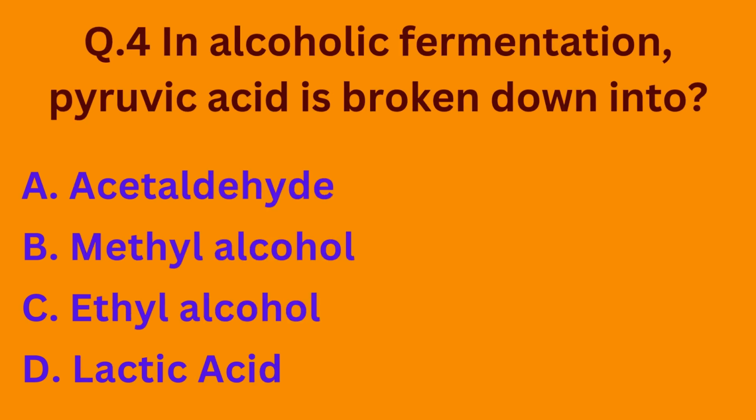Question number 4 is, in alcoholic fermentation, pyruvic acid is broken down into option A acetaldehyde, option B methyl alcohol, option C ethyl alcohol, option D lactic acid. So pyruvic acid is broken down into ethyl alcohol. The correct option is option C.